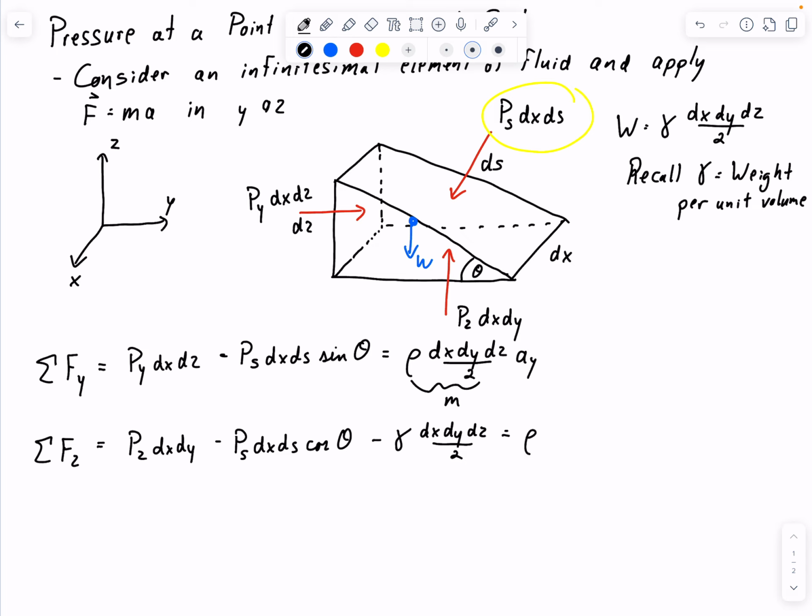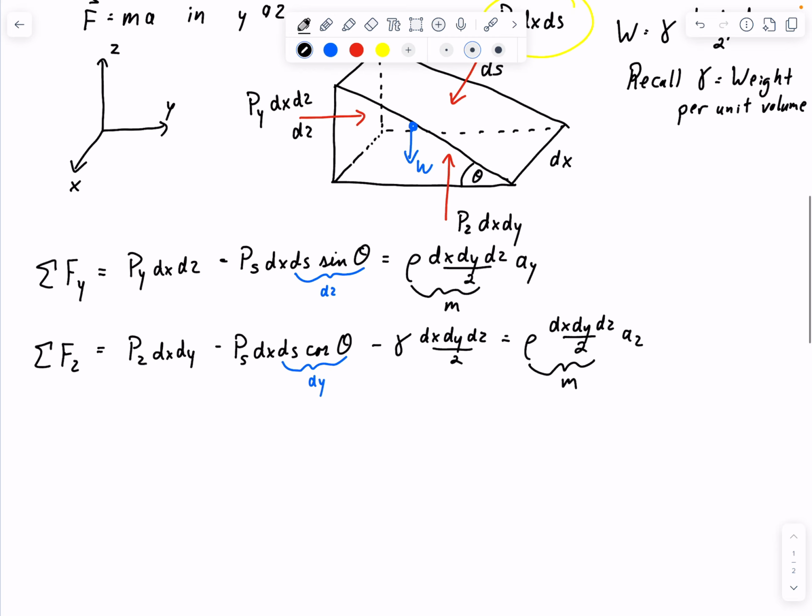So mass is again represented as rho times dx dy dz over 2. So that is your mass term. And this is multiplied by your acceleration in the z direction. Now I do want to point out one little trick here, which is that from geometry, this expression right here, ds sine theta, is equal to dz, and ds cosine theta is equal to dy. So we're going to use that little geometry trick here. I'm going to make a note of that from geometry.